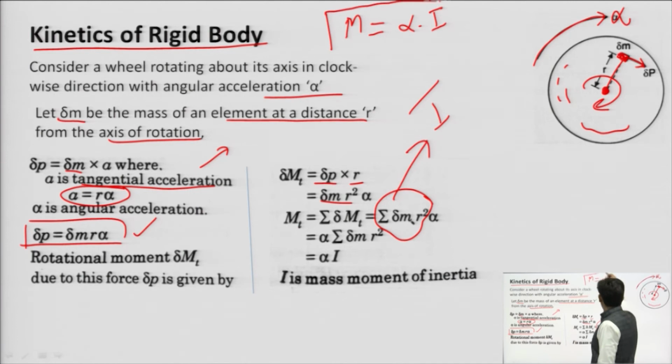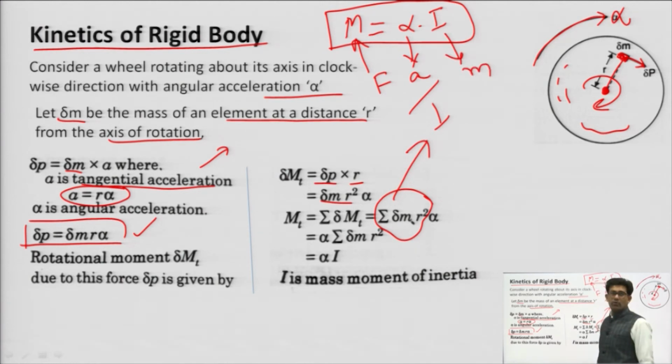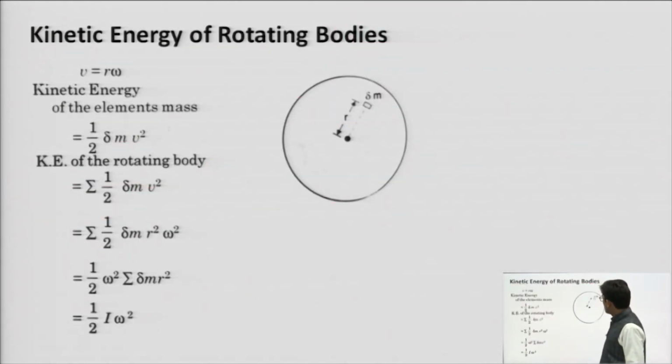If we compare this equation with linear motion, the moment M corresponds to F, alpha corresponds to a, and I corresponds to m, where F is equal to m into a. So all the parameters are linked with linear motion. Now let us talk on the kinetic energy of a rotating body.